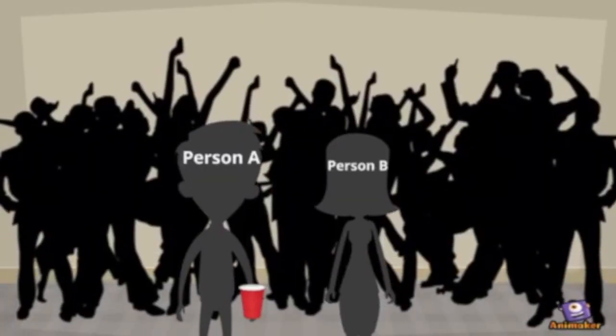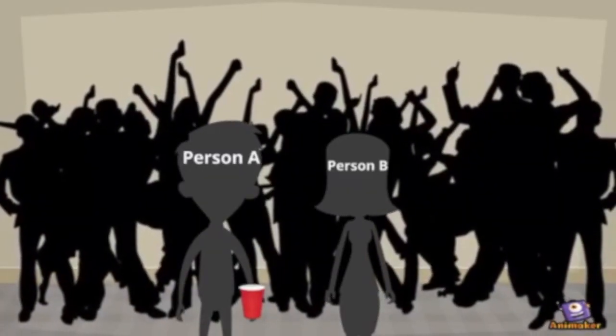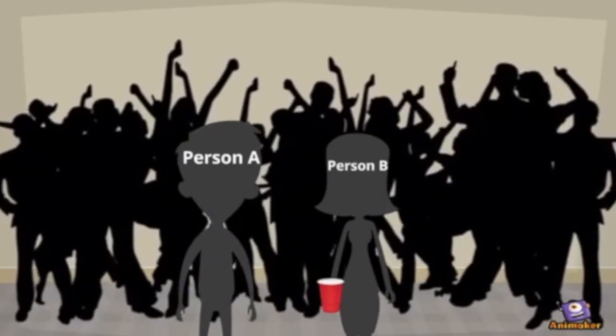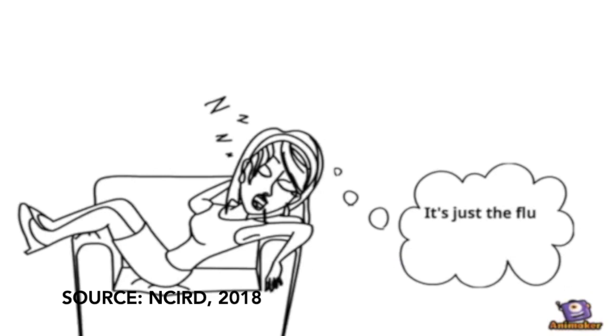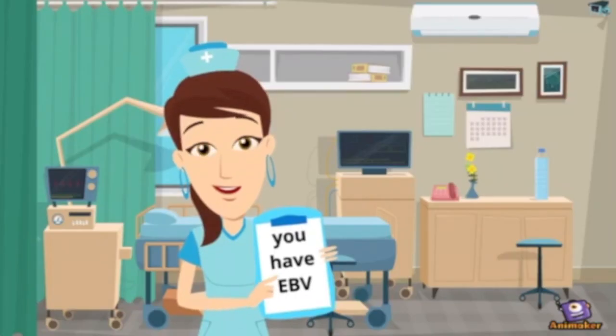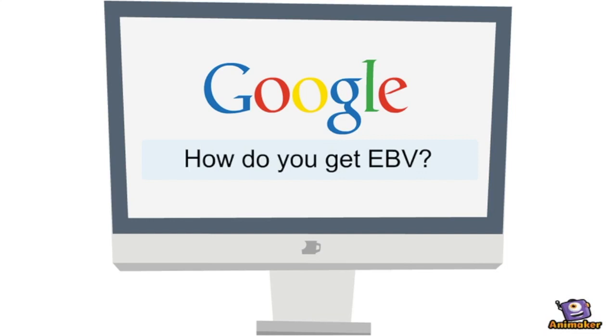EBV is fairly easy to get. Let me give you an example. Say two people are at a party. Person A shares a drink with person B. Person A is carrying EBV and it lingered on the cup, which means it passed it on to person B. Clueless person B later on thinks that it's just the flu. After person B finally goes to the doctor, they find out their flu is actually EBV. So how does someone get EBV?